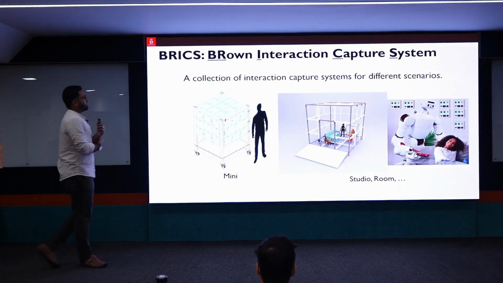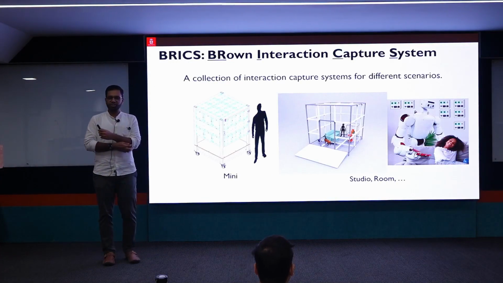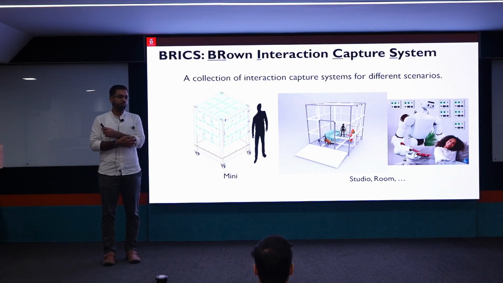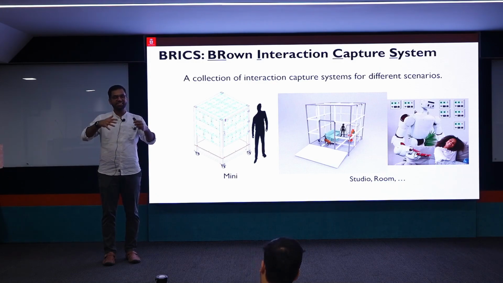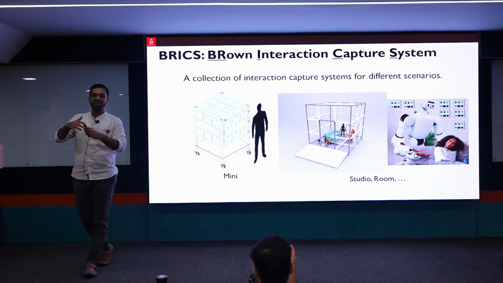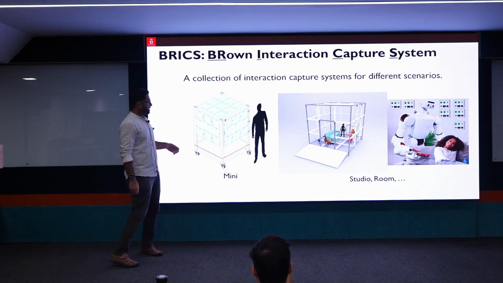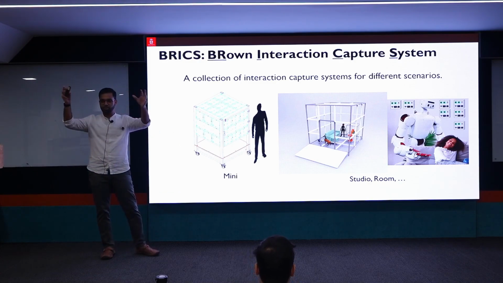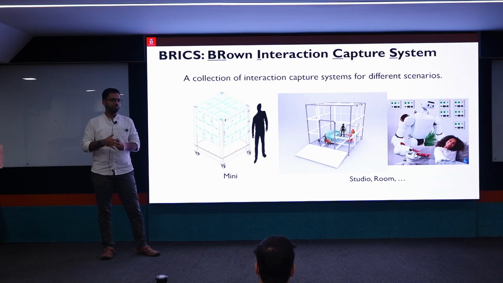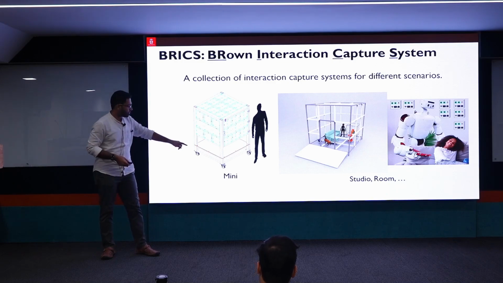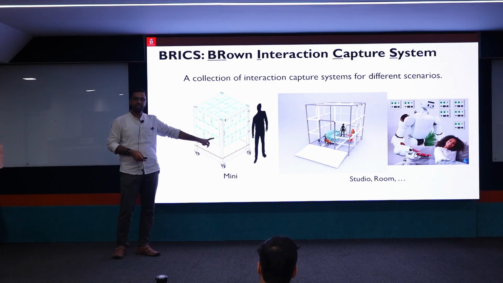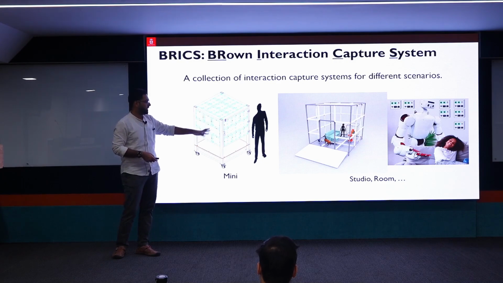So BRICS really refers to a collection of capture systems that we've built at Brown over the last few years, of varying needs or varying use cases and varying sizes. The one that I talked about last time, this 1 meter cubed box, which we use to capture grasping and manipulation, that's the one that you see here. We call this BRICS Mini. So here's an illustration of this.